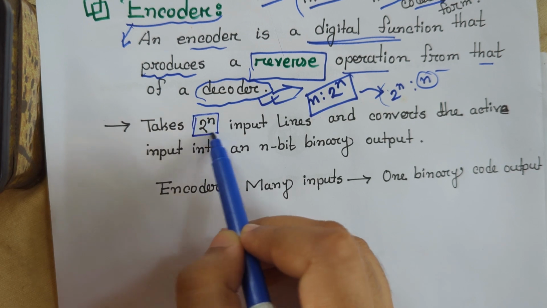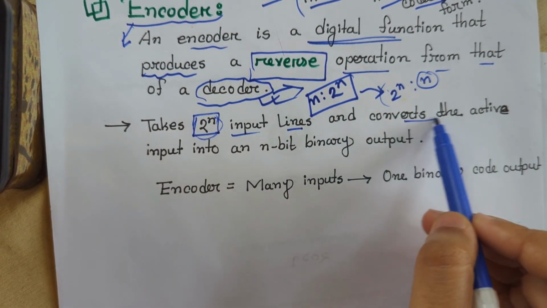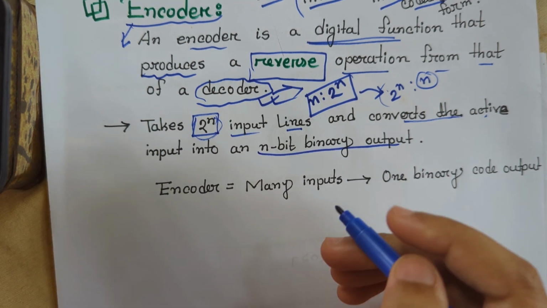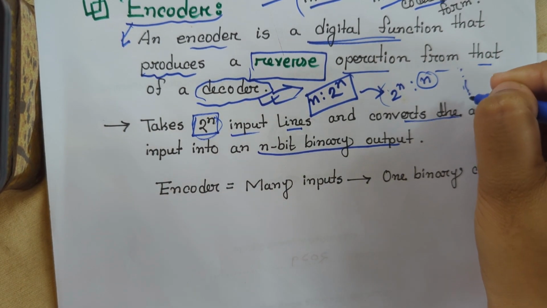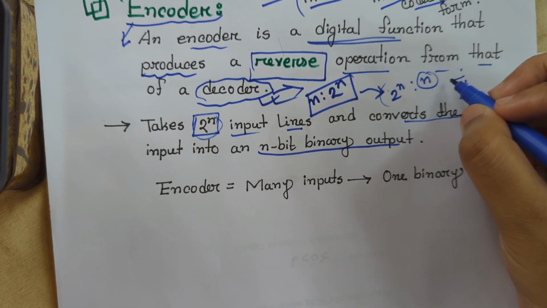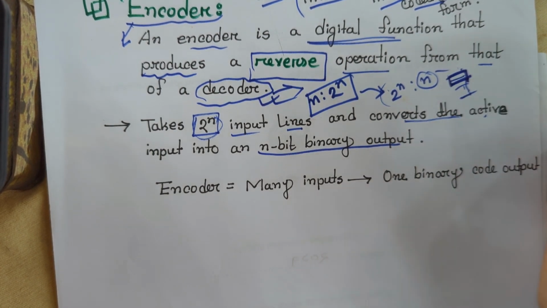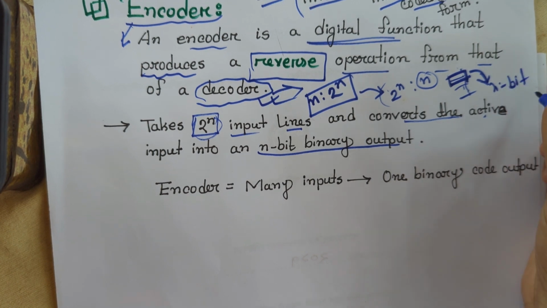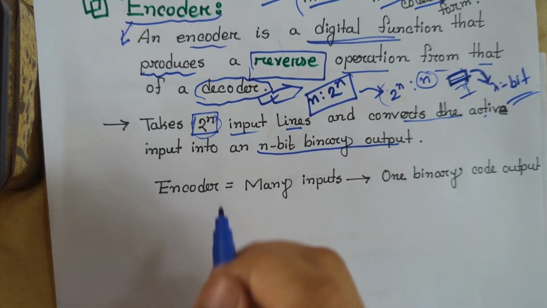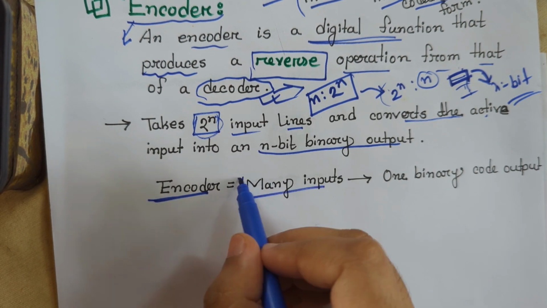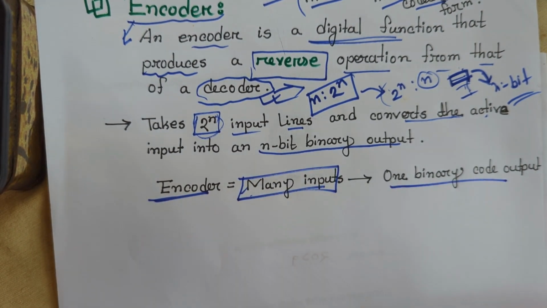The encoder takes 2 to the power n input lines and converts the active input into an n bit binary output. It means there will be 2 to the power n combination lines of inputs, and this device will convert the one active input into n bit binary output lines. What does an encoder do? It takes many inputs and gives one binary coded output.